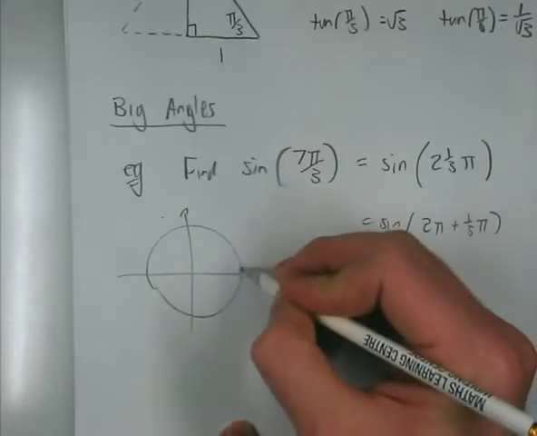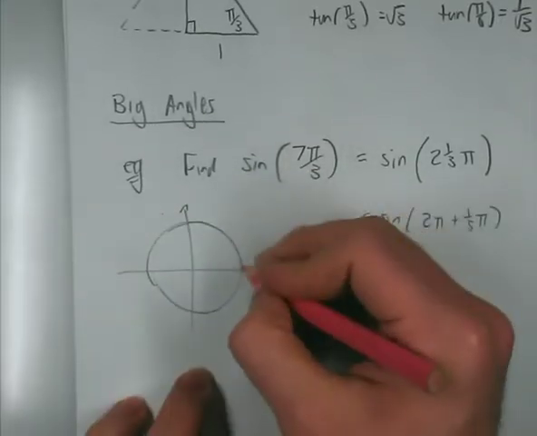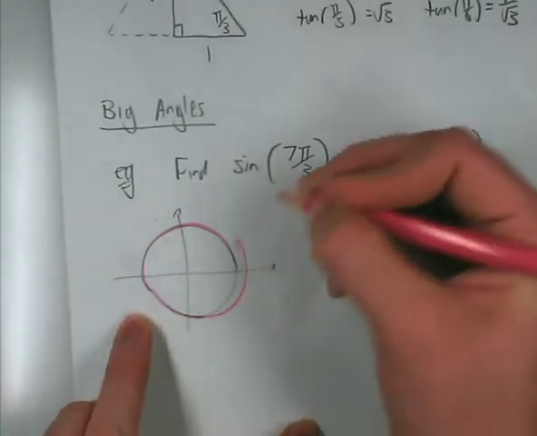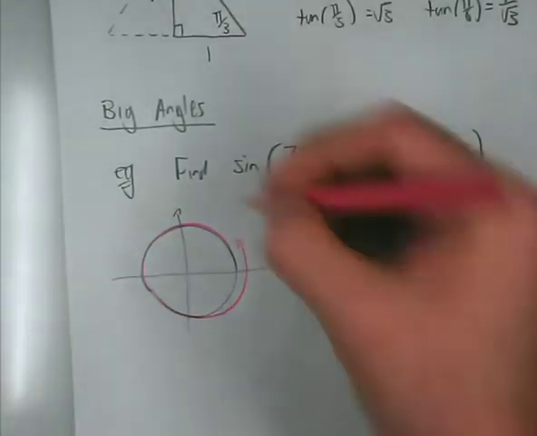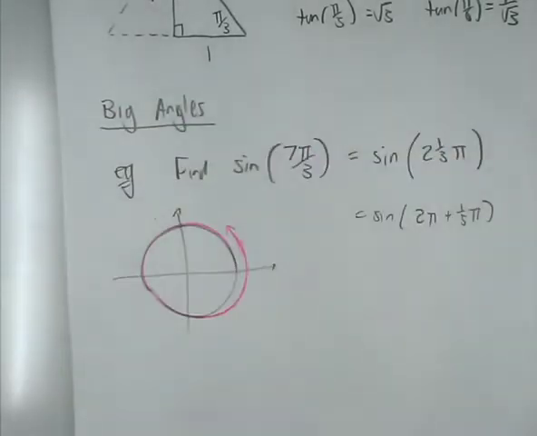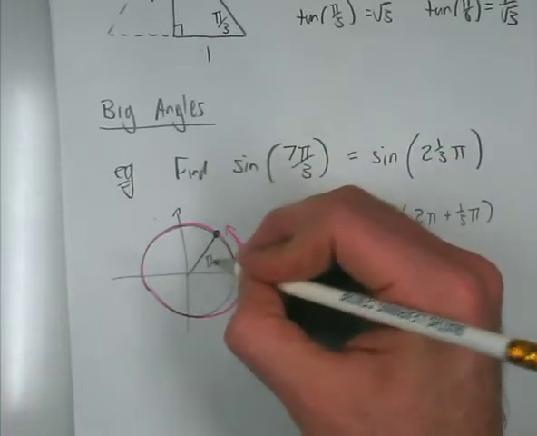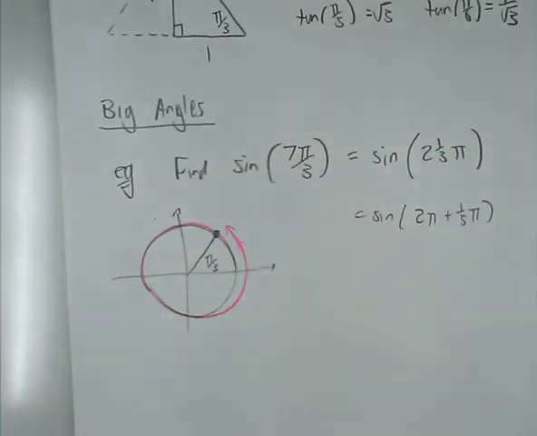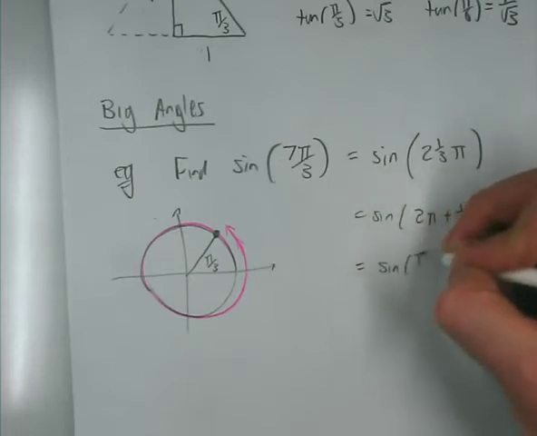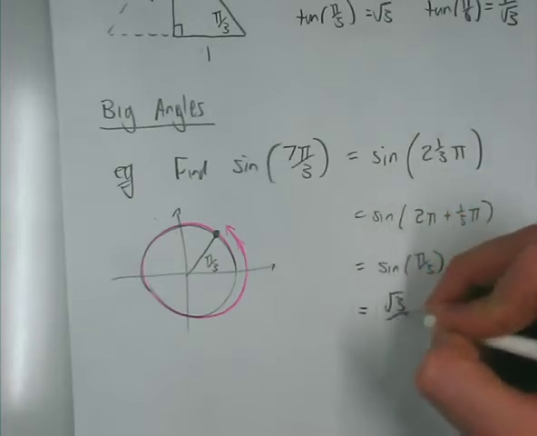Which is actually all the way, I need a different colour, all the way around here, and then another 1/3 of pi, which is actually like here. So what that means is that I've ended up getting back to where I started if it was just pi on 3. So it's the same as sine of pi on 3, which was root 3 on 2.